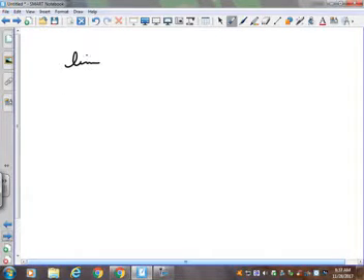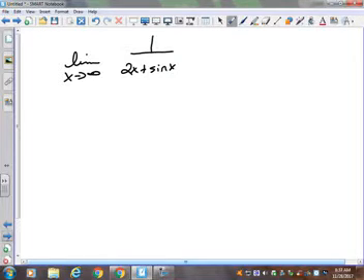Suppose I want to do the limit of x as it approaches infinity of 1 over 2x plus sine of x. And that's not something I'm typically very familiar with in terms of our problem.